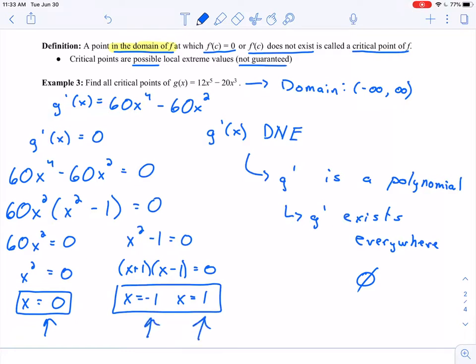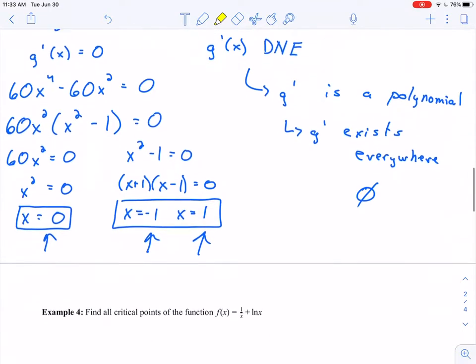And again, why we care about this is that they are possible local extreme values. They might be local extreme values, or they might not be. But at the very least, it gives us a place to start. Let's look at one more example here.